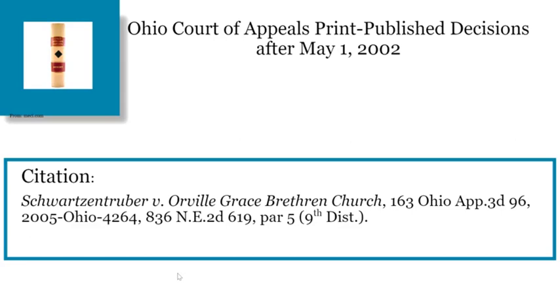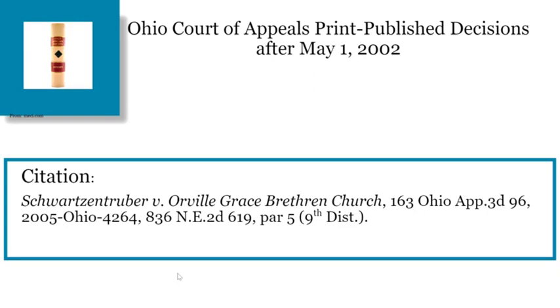Ohio Court of Appeals print published decisions after May 1st, 2002 look like this. So the citation you see in the box, you can locate this 9th District appellate case on page 96 of volume 163 of Ohio Appellate 3D. The unique website designation of 2005-Ohio-4264 indicates the year and number of the decision. The parallel citation indicates you can also find this case on page 619 of volume 836 of the Northeastern 2nd, with a direction to paragraph 5.